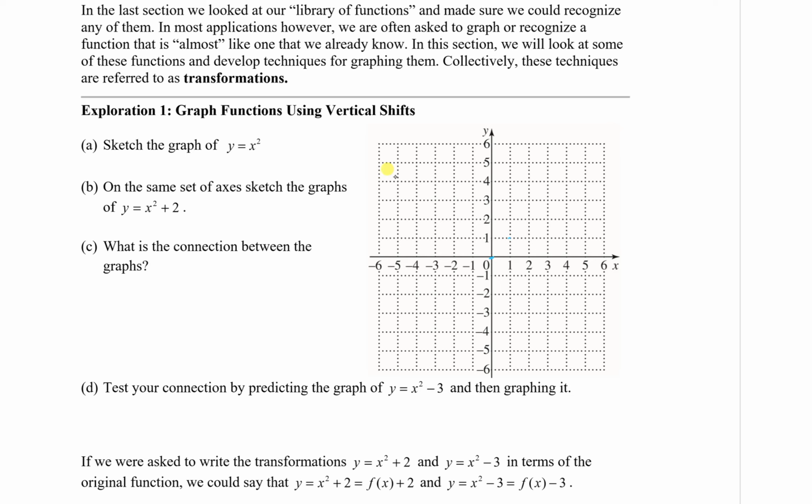So x squared looks something like this. Parabola, right? Oops. Okay, that's pretty bad. I'm going to try one more time. Okay, good enough. All right, so that's what the parabola looks like, x squared. And then it's asking us to go ahead and graph x squared plus 2 on the same picture, on the same grid. So I'm going to go ahead and do that.